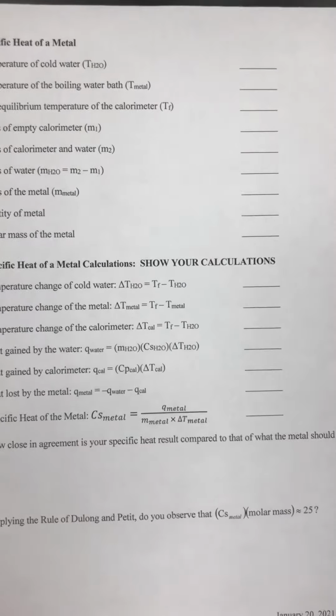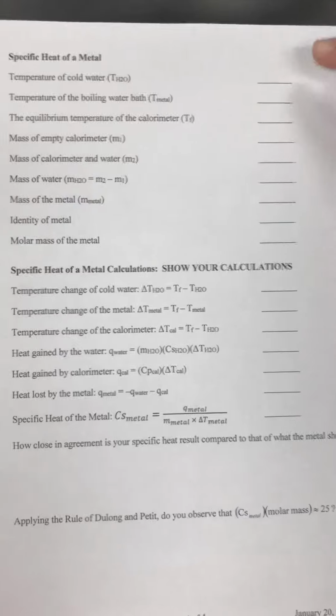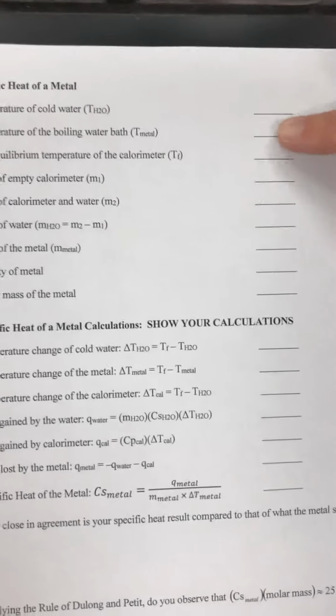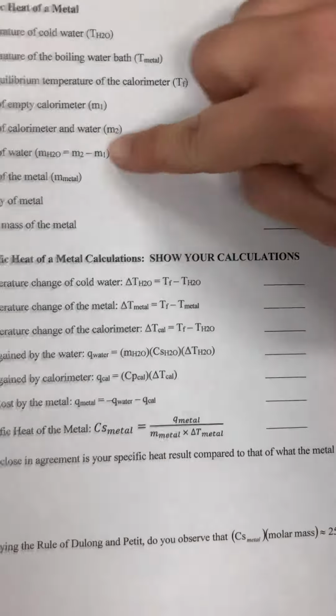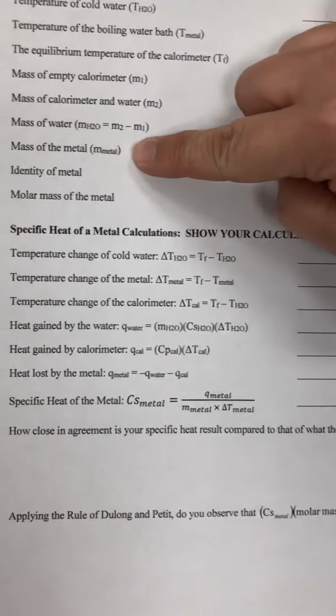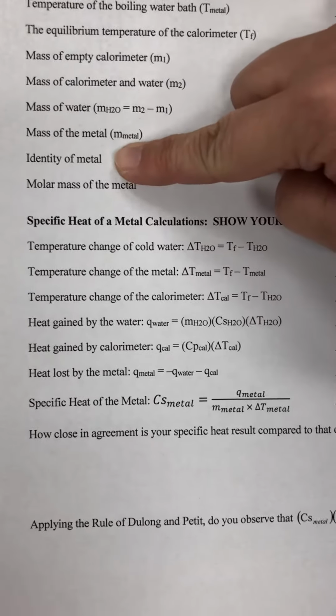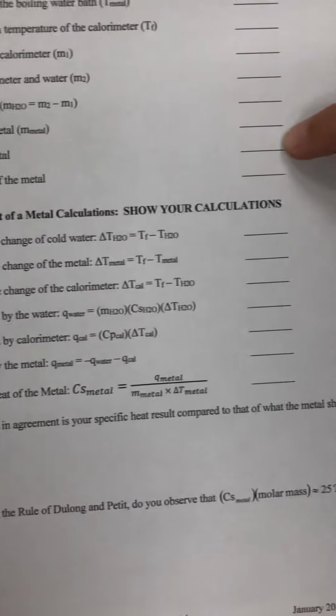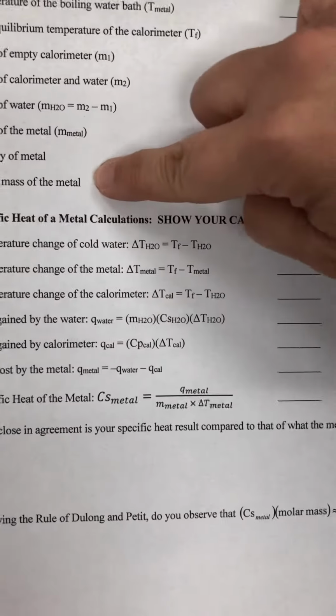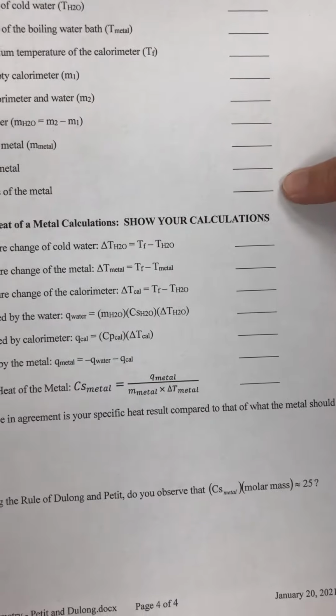So now that we've done all of our data collection, you should have numbers here and here and here all the way down, not here yet. You should know that number. You should know the identity of the metal, so you can put the symbol there. Molar mass of the metal, you could get that off the periodic table.